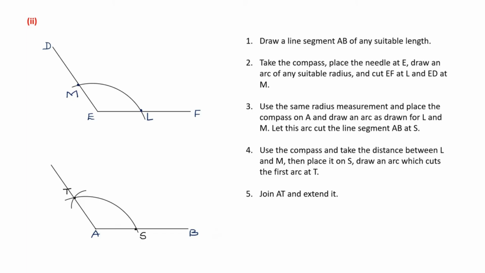So now we have an angle which is just like the other one. Let's name this C. So now angle DEF, that is the first angle that is given to us, this angle DEF is equal to angle CAB. It's the same angle. So we have copied that same angle.